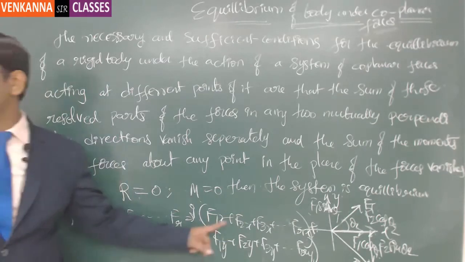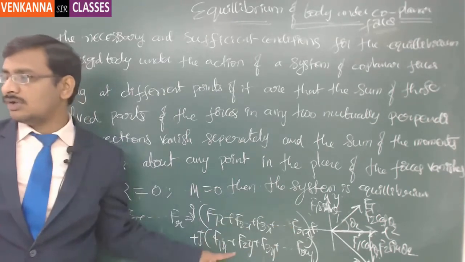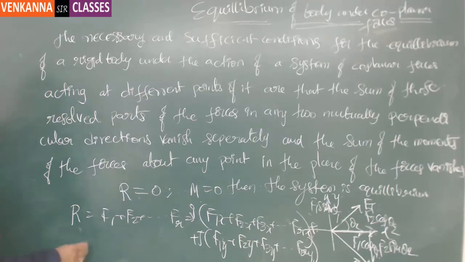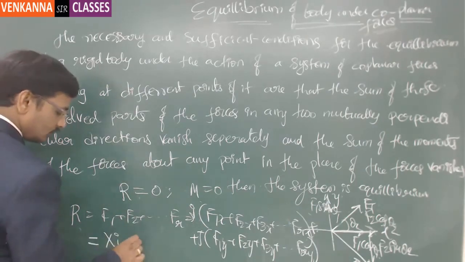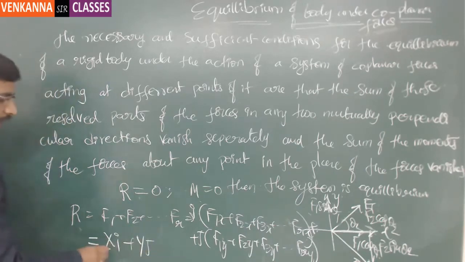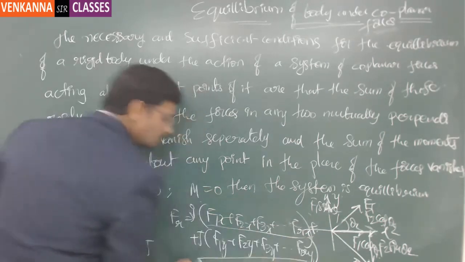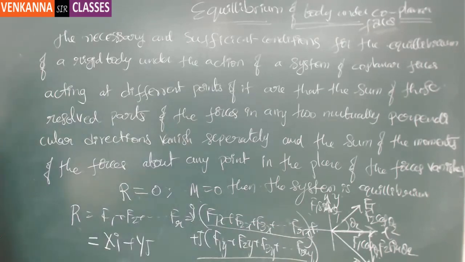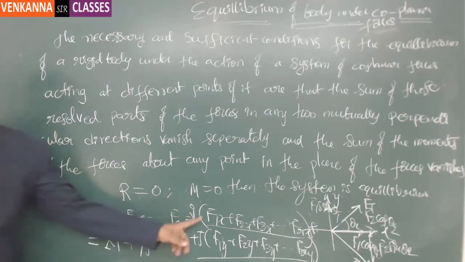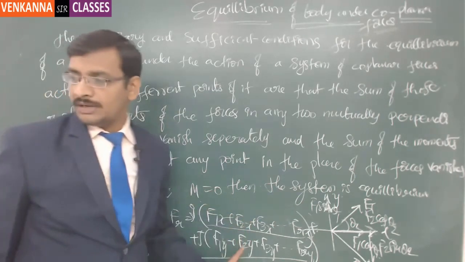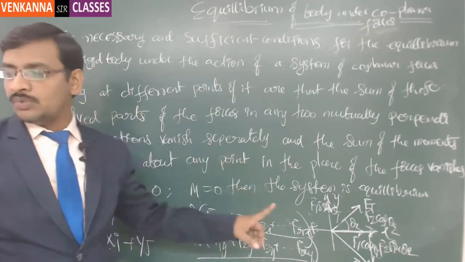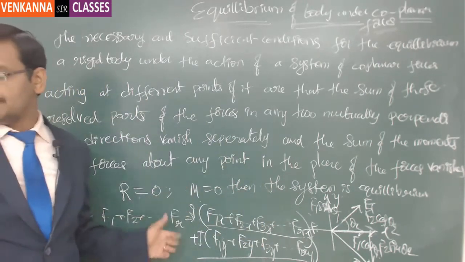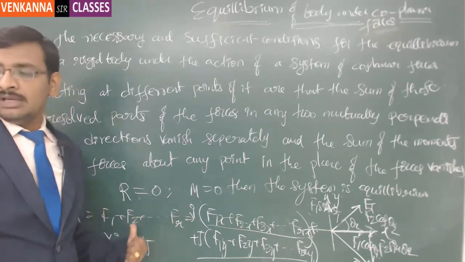Now individual components are added along x-axis, individual components added along y-axis, and this can be replaced with capital X into i plus capital Y into j, where capital X is this one and capital Y is this one. Got it? Now, if the system is under equilibrium condition, after dividing this into x component and y component, X has to be equal to 0 and Y has to be equal to 0. Then only we say that the system is under equilibrium condition. So this is only for the assurance of the linear equilibrium.